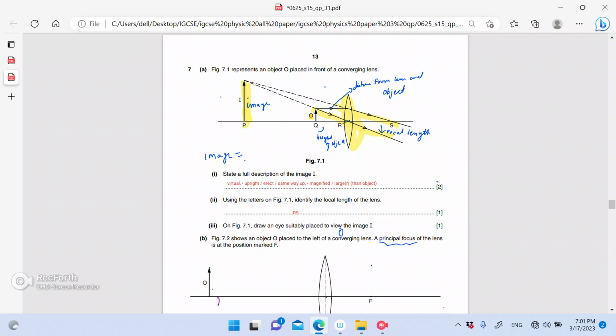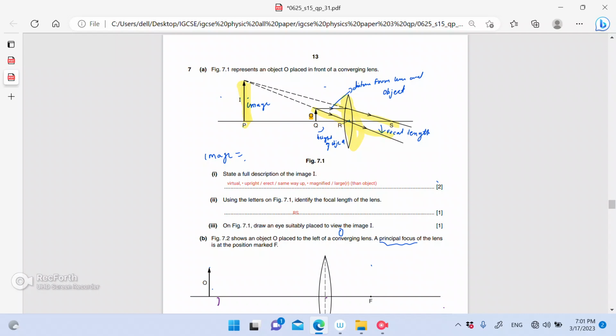I taught you 5 diagrams of the converging lens, right? Actually you have to learn not 5, I mean 7 diagrams. I gave you 7 diagrams about the lens, so you learn those. Then you will know which diagram this is. The object is here, but the image is forming back side.